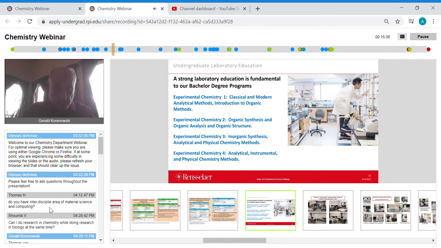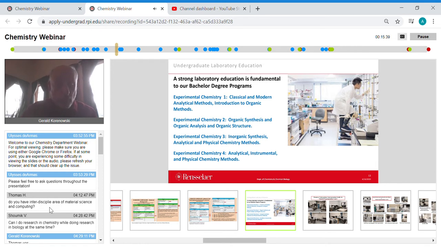You take it typically in the fall semester of your sophomore year. The spring semester of your sophomore year, while you've taken one semester of organic chemistry, Experimental Chemistry 2 focuses heavily on organic chemistry synthesis, how to analyze organic molecules, and how to determine organic molecular structure. And that's a very intensive course in organic chemistry.